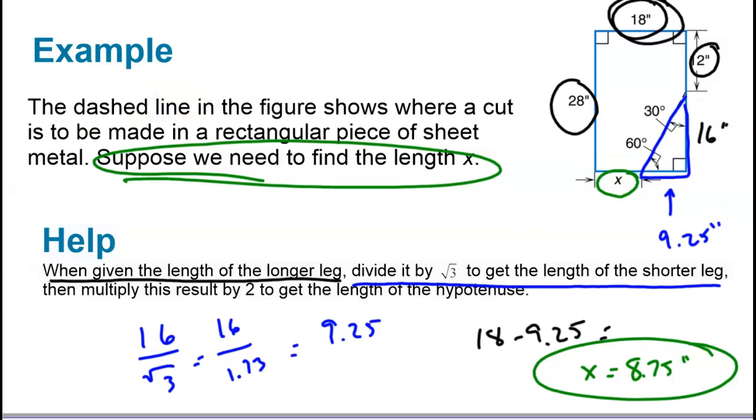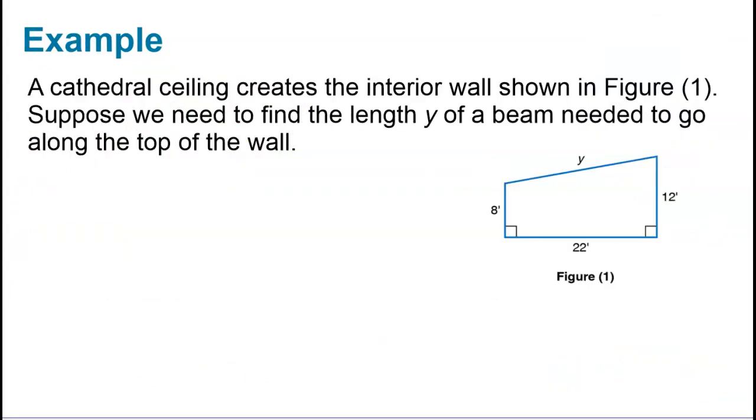Okay. And one final problem. We're going to look at the cathedral ceiling. This is something that I can face on a job site, and you may face if you're doing a project at home or on a job site. Maybe you're using it for any number of applications. So you need to find the length of a beam along the top of a wall. And so we're given this figure. So go ahead and pause the video if you want to try to solve this one on your own.